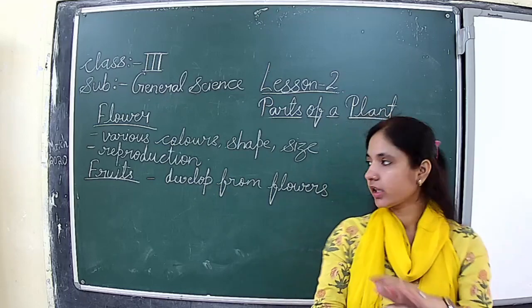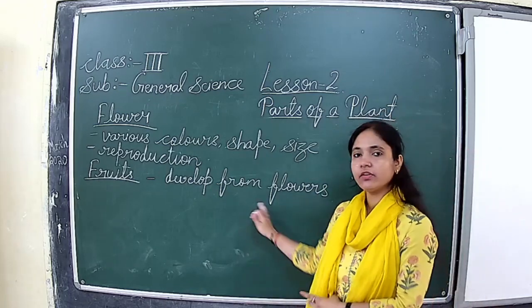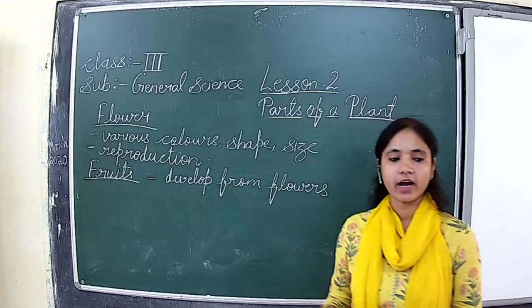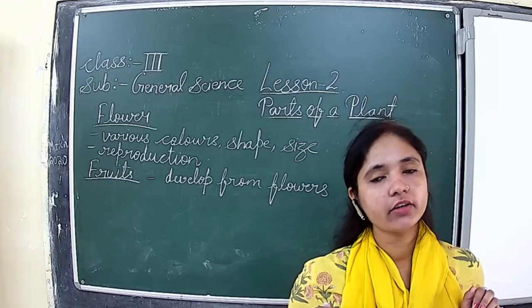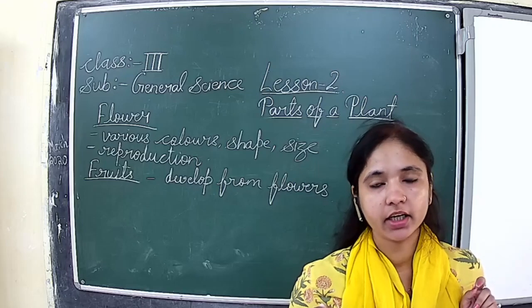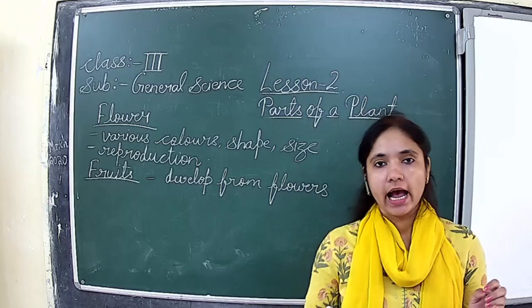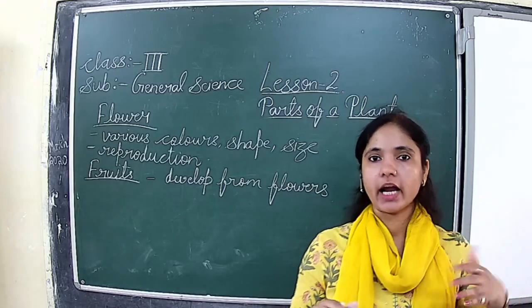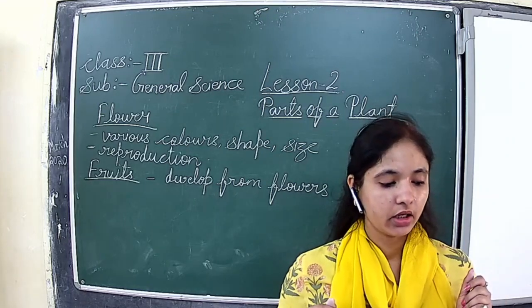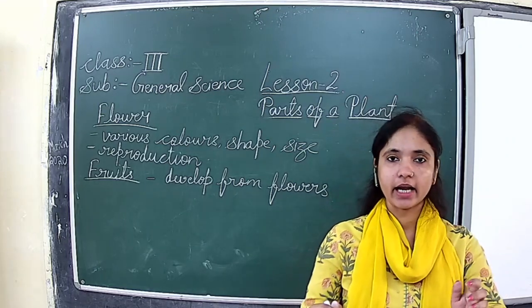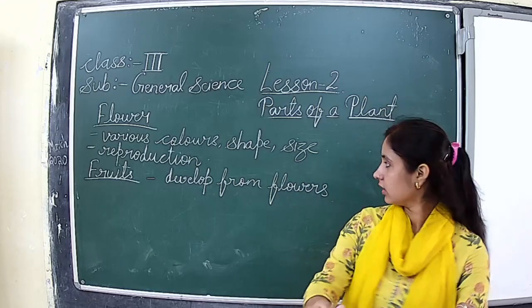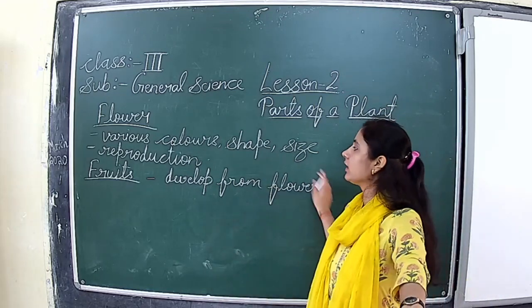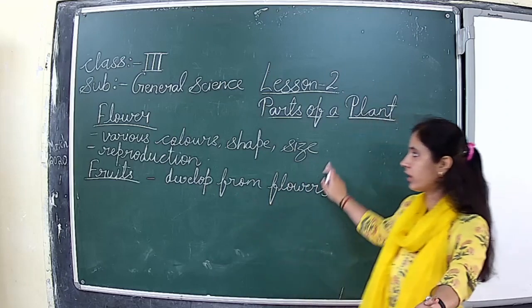So what are fruits? Fruits develop from flowers, and a variety of fruits are edible. Most of the fruits we eat in our daily life, we have seen a lot of fruits and we eat a lot of fruits. Fruits have seeds inside them and they are of two types, fleshy and dry. So these were the examples and the function of fruits and flowers.